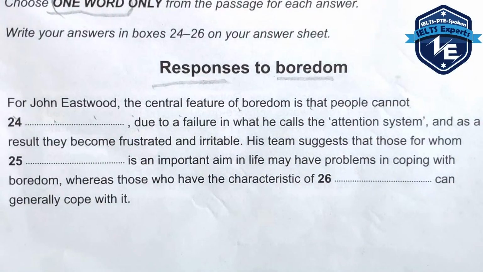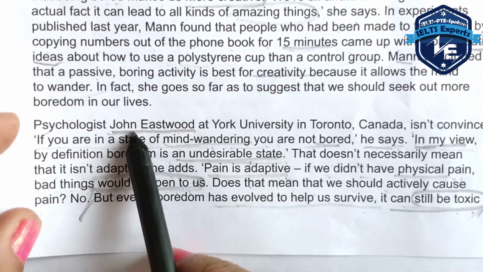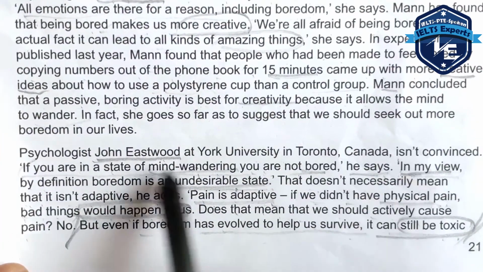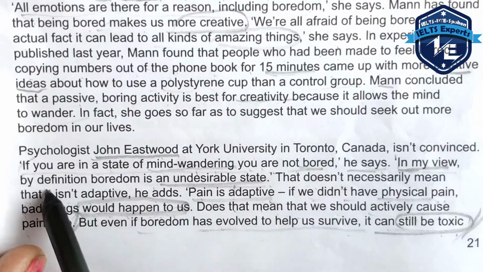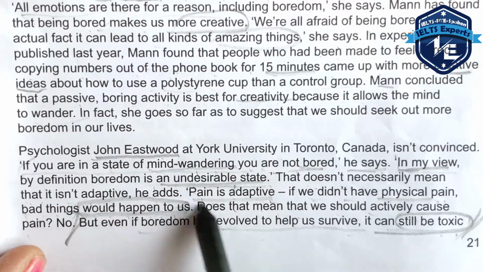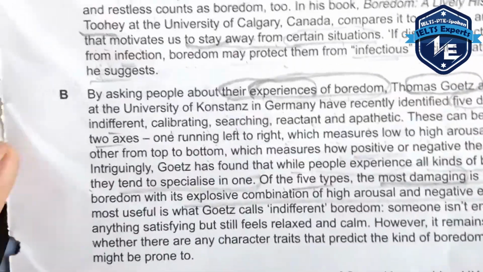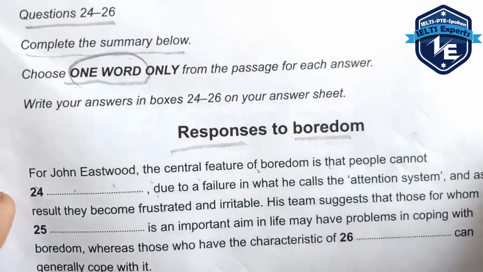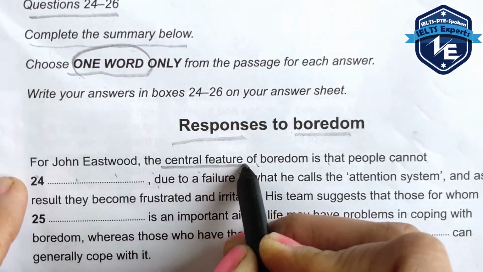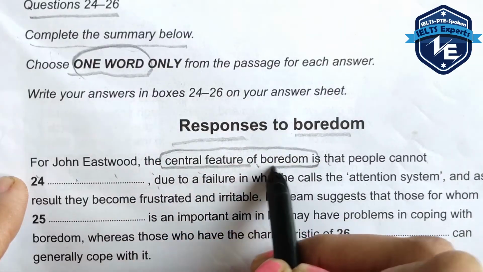Okay, John Eastwood is in the D paragraph. Okay, let's read it. We have to find the word. Let's underline the keyword, because without this I can't locate the question. Central features of boredom. Okay, people.